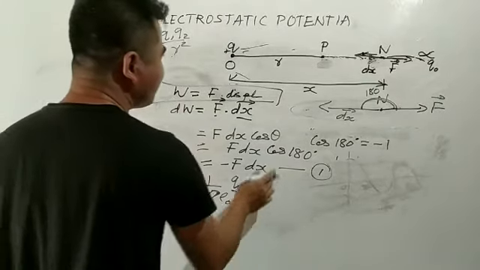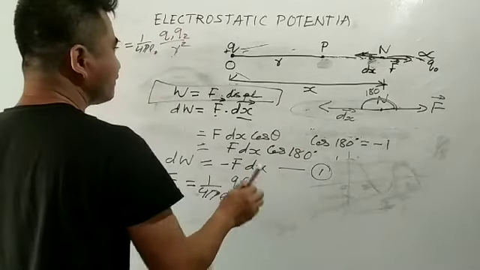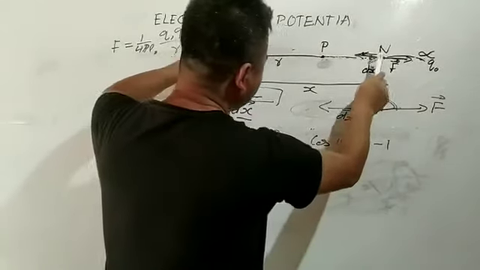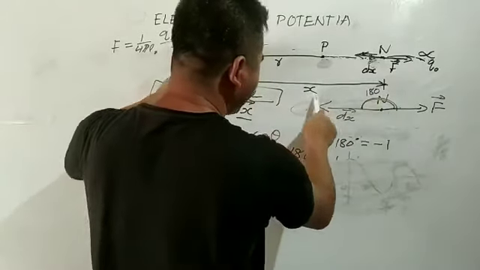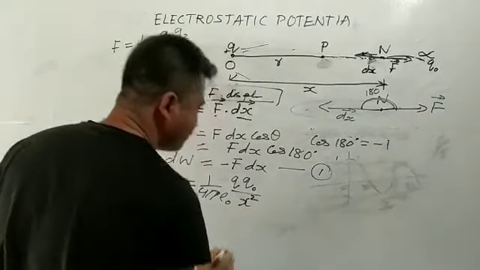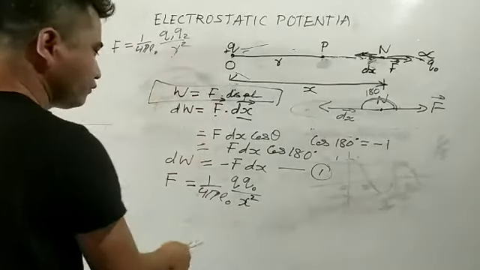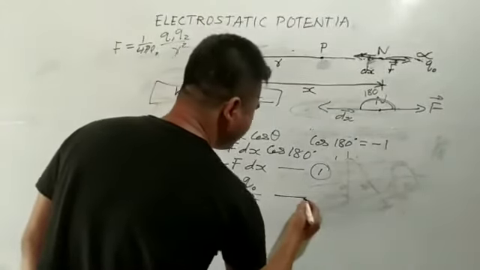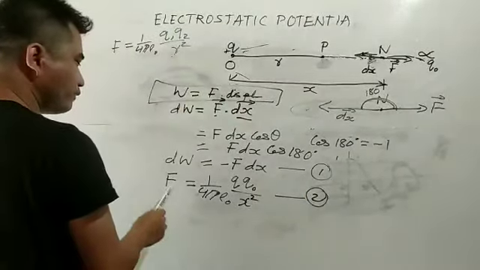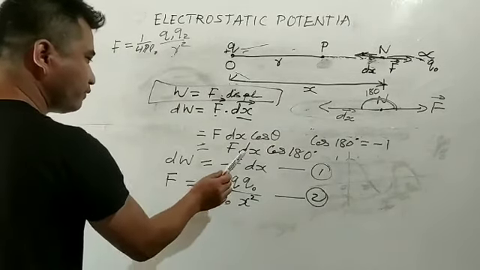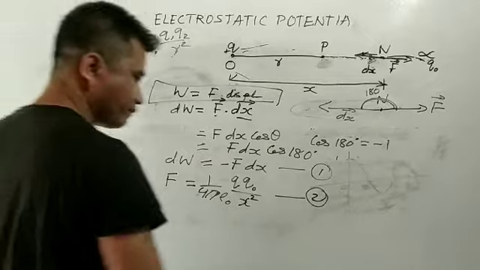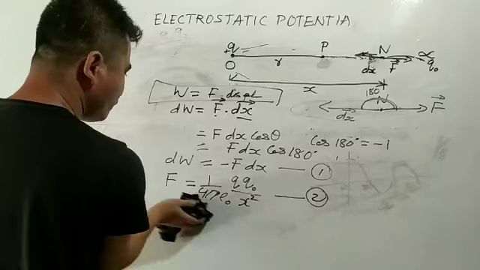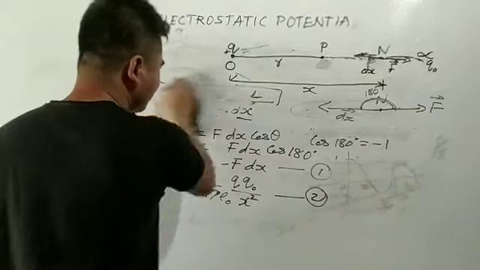R means distance, so what is the distance between this Q and Q naught? Q is here and Q naught is here, so it is x, right? So it is x square. Using this formula we are getting this F here. Make this equation 2. Now put this F value in equation 1.